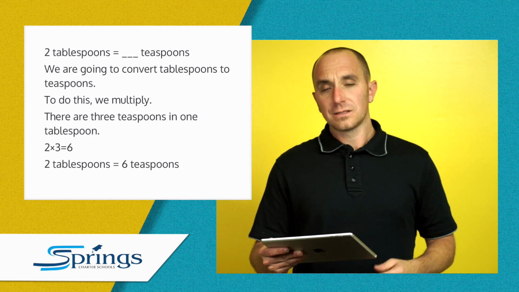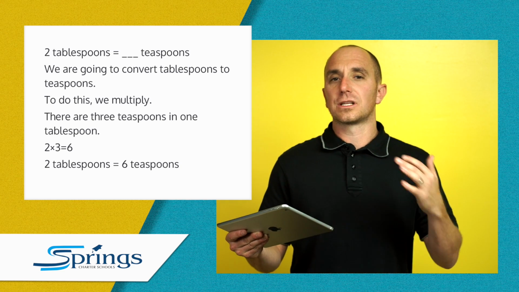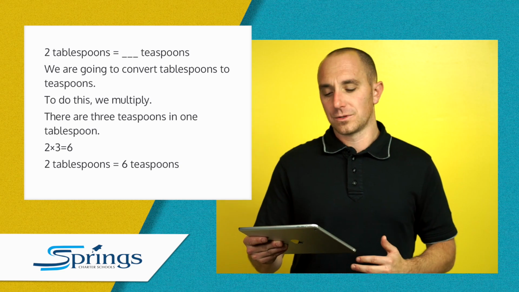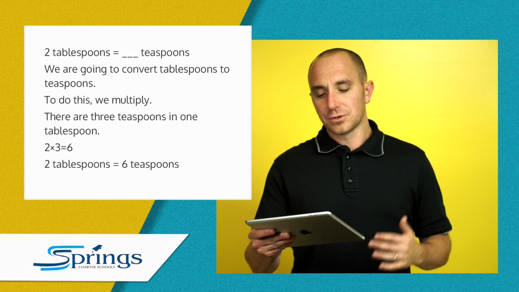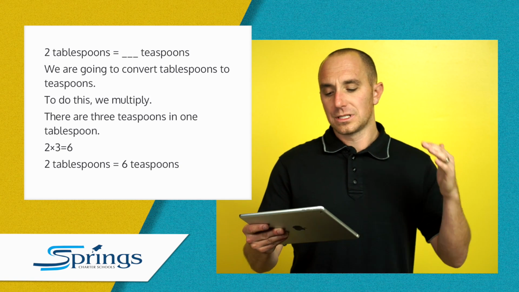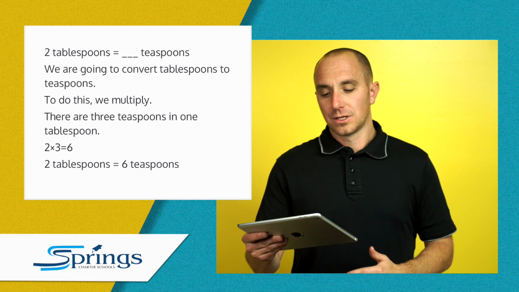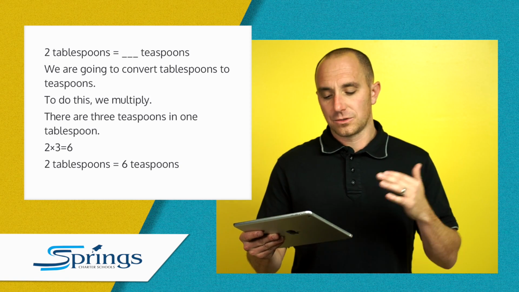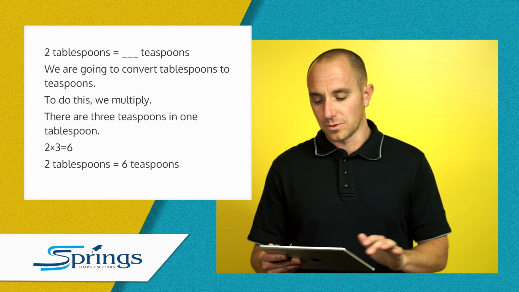Now, let's look at something that's a little less commonly used unless you're big into cooking. We have 2 tablespoons is equal to how many teaspoons? So we're going to convert tablespoons to teaspoons. To do this, we're going to multiply. There are 3 teaspoons in 1 tablespoon. Since I have 2 tablespoons, I'm going to multiply by 3, and that'll give me 6. So 2 tablespoons is equal to 6 teaspoons.